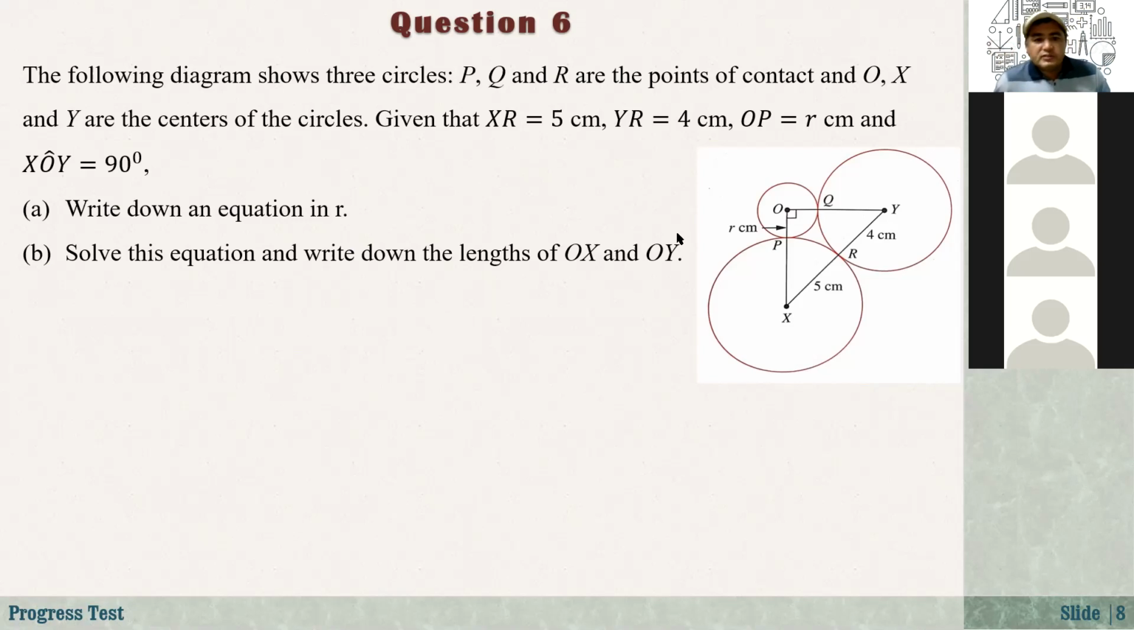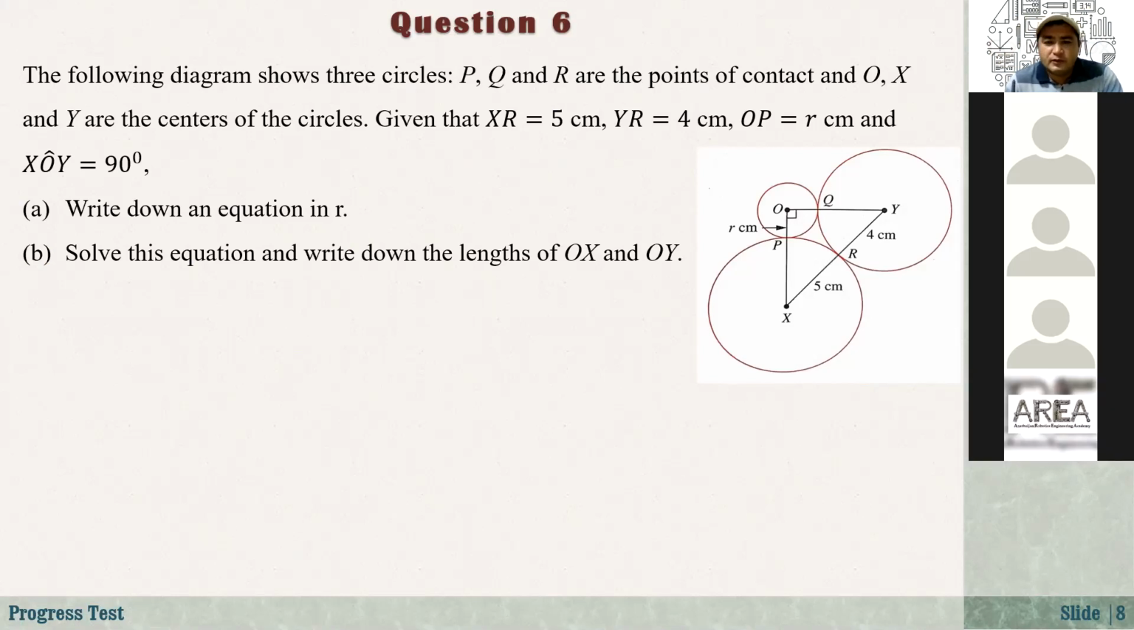The following diagram shows 3 circles. Narmin, did you solve this question? No, I didn't. Okay, then good. If you didn't solve, now we'll solve together. So P, Q, and R are the points of contact at O. Right? So X and Y are the centers of the circles. And given that XR equals 5, where is XR? Okay. And YR equals 4, that's the radius of the second circle. And OP is equal to r. All right. And XOY is 90 degrees. Write down an equation in r. How do you write an equation in r?